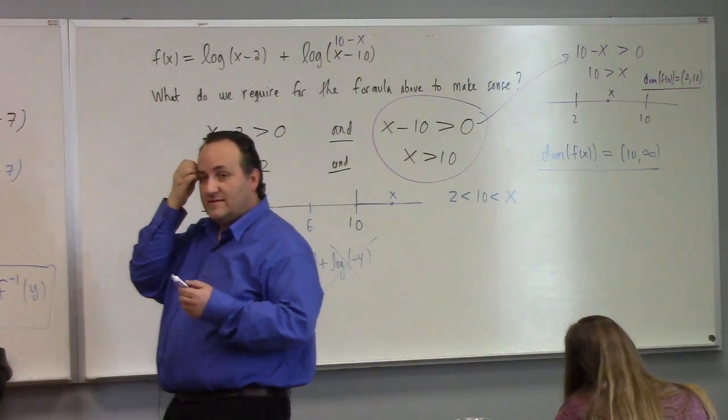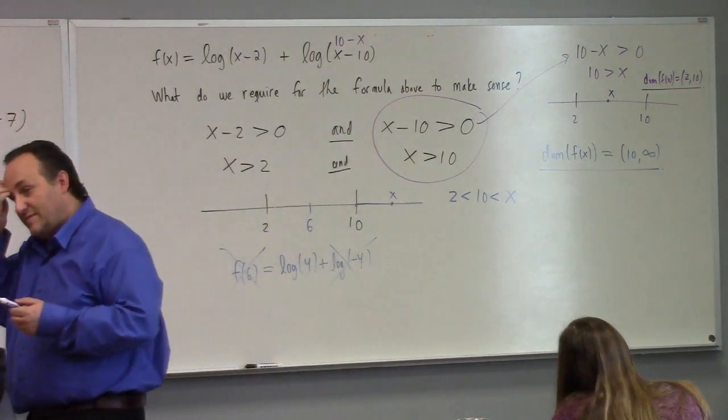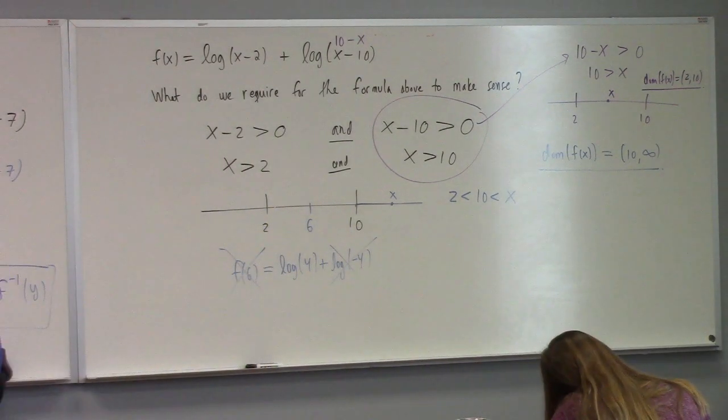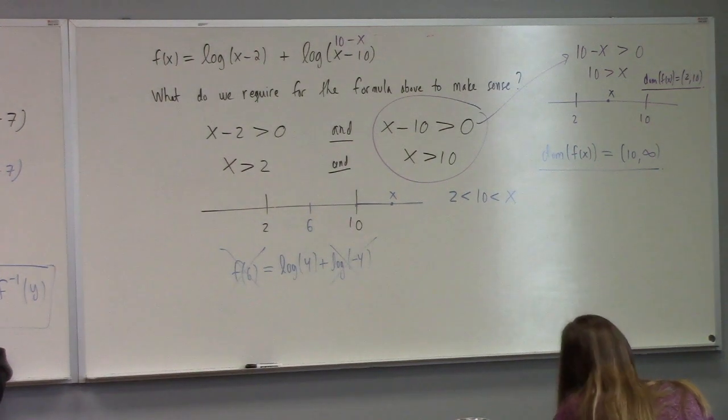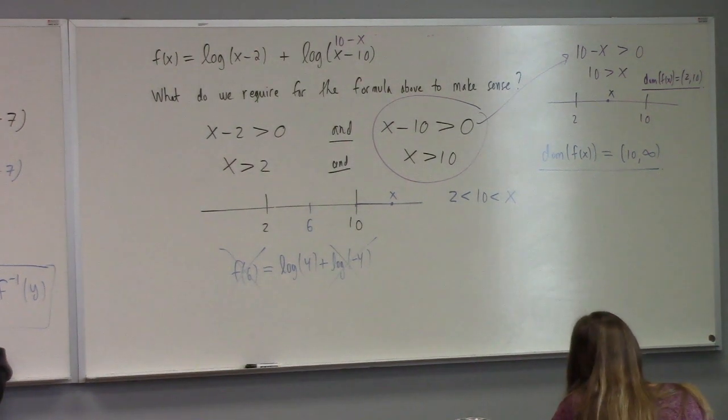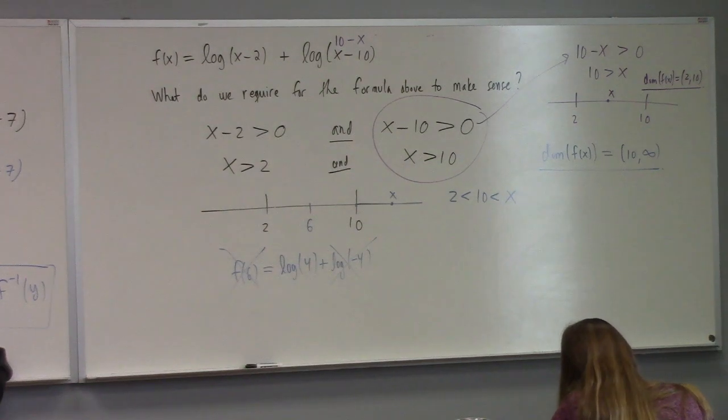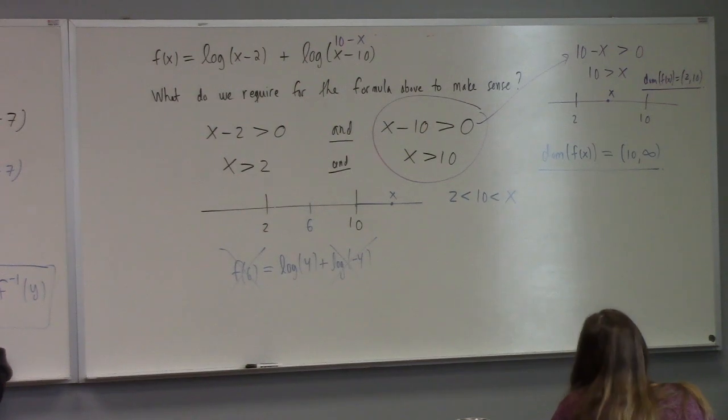And it's not hard to see that you could make a formula which just didn't have any domain. If I do x minus 10 and 2 minus x, then I need an x which is simultaneously larger than 10 and less than 2. And I could never achieve that.